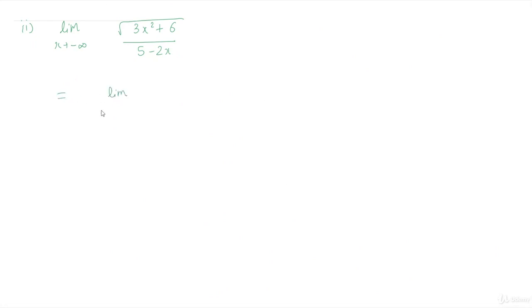limit x approaches to minus infinity. This will be mod x into 3 plus 6 by x square over x multiplied by 5 by x minus 2, right? But now here this mod x will be negative x since x is a very large negative quantity, right? So this mod x here will open as minus x. So this thing will make the difference here.